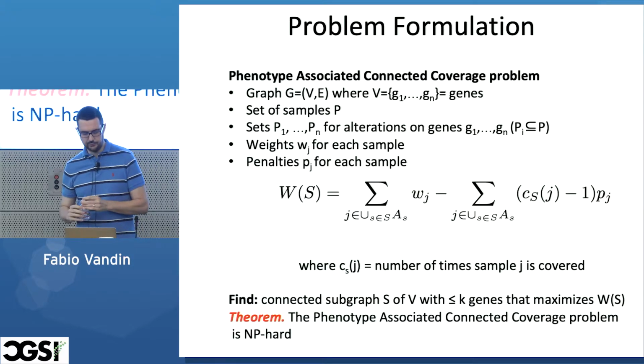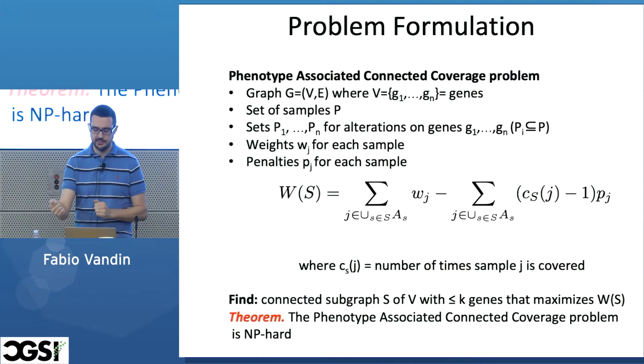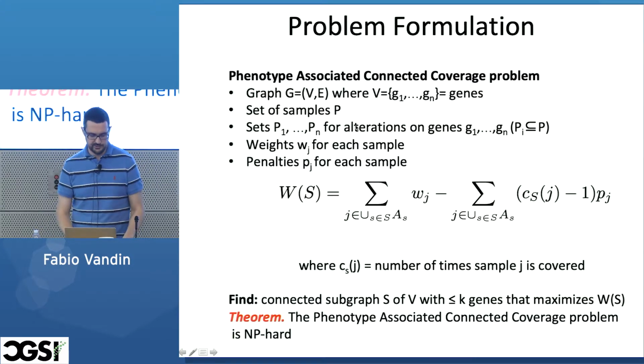So we're given an input to the graph where the vertices are the genes and an edge means that there is an interaction between the genes. We have the set of samples for which we have both the alterations and the target profile value. And now for each gene, we also know the subset of samples in which it is mutated or altered. We have a weight for each sample, and from the weights we also derive the penalty for each sample.